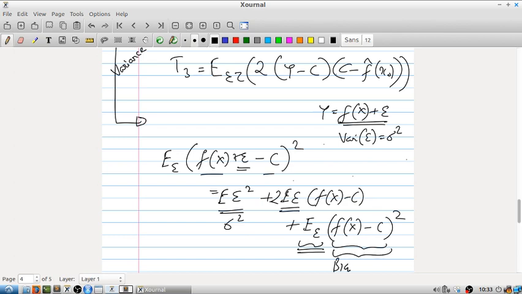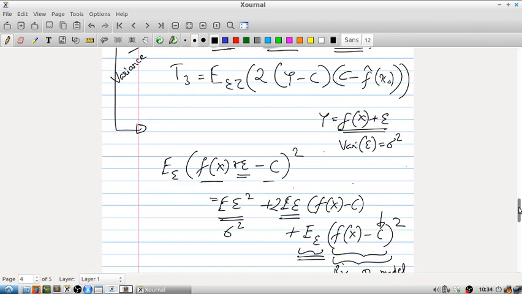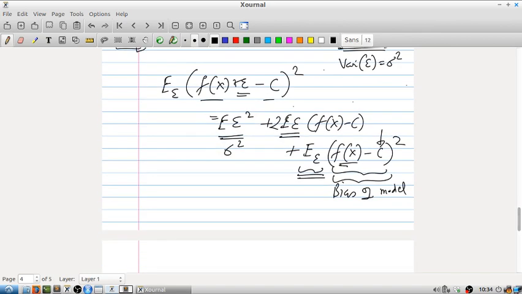This part is called the bias of the model. The c is the expectation over f hat. So how far the expectation of f hat is from f of x itself is called the bias of the model. No, there's no f hat in the substitution, right? I'm substituting y is equal to f of x plus epsilon, the true model. So this is the true model, and this is your expected model.